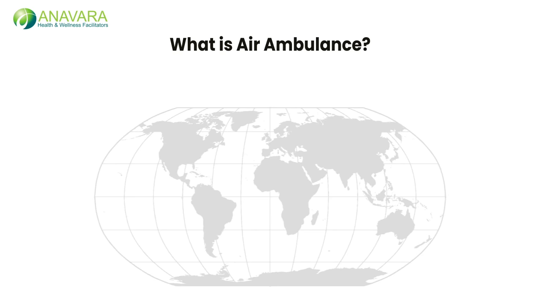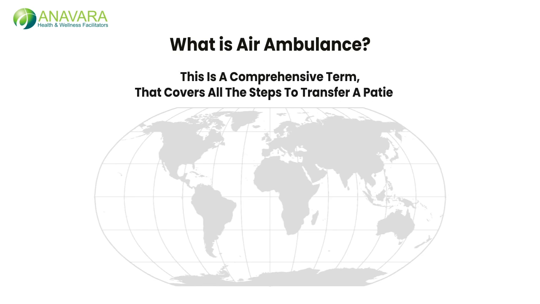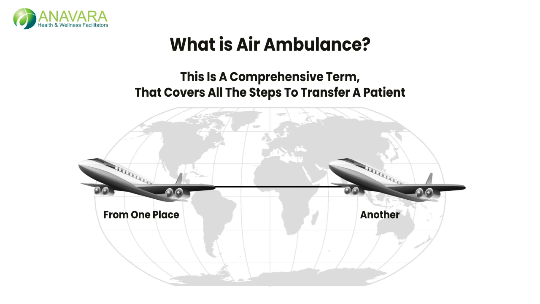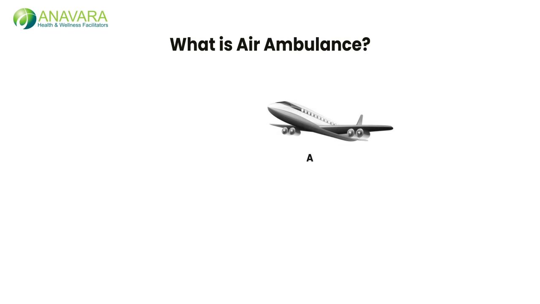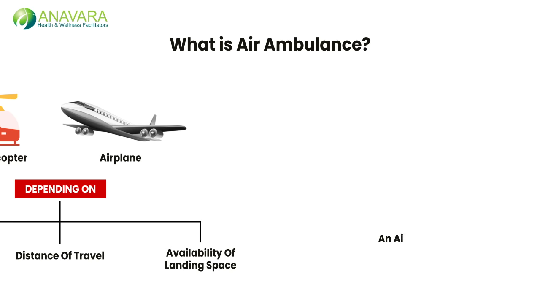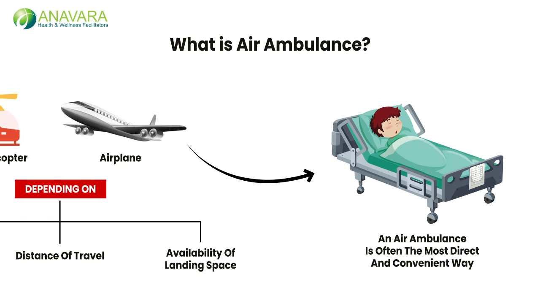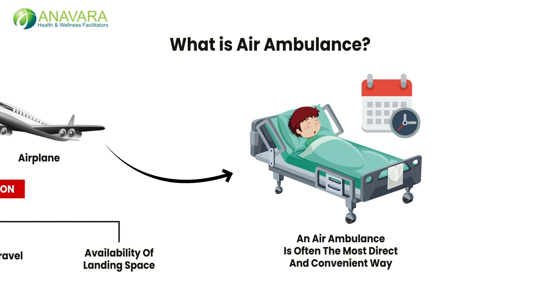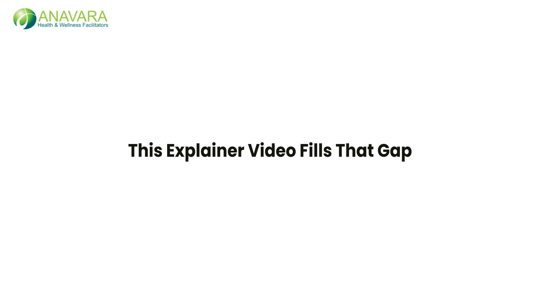What is air ambulance? This is a comprehensive term that covers all the steps to transfer a patient from one place to another under an emergency situation, using either an airplane or helicopter, depending on the location, distance of travel, and availability of landing space. An air ambulance is often the most direct and convenient way to transport a patient in the quickest possible time. Since this service is used only in an emergency, the users do not know what to look for in an air ambulance company. This explainer video fills that gap.